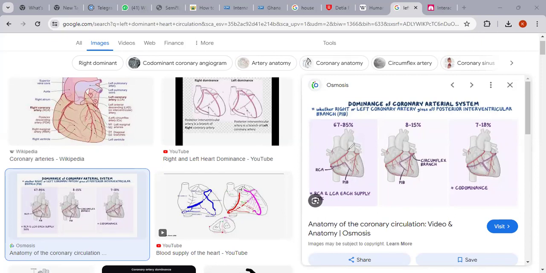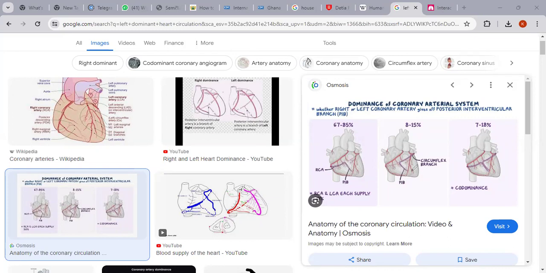Yes. So if you check this PDA, good. This PDA actually came from the right. Can you see that? So because of that, this heart is described as a right dominant heart. And I'm saying that over 80% or about 80% of us, if you pick 10 people, 8 of them, their PDA actually came from the right coronary artery.